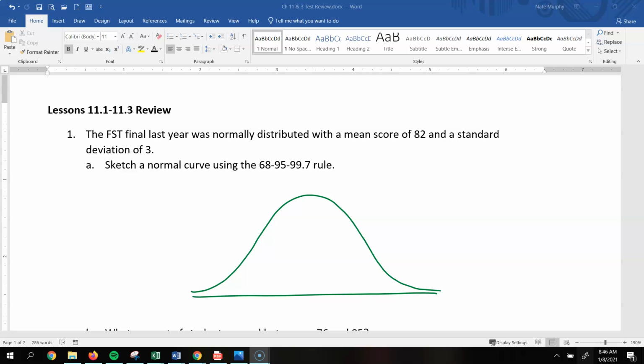First off, can I just say that this is the best looking normal curve I've drawn all semester? And I got it first try.